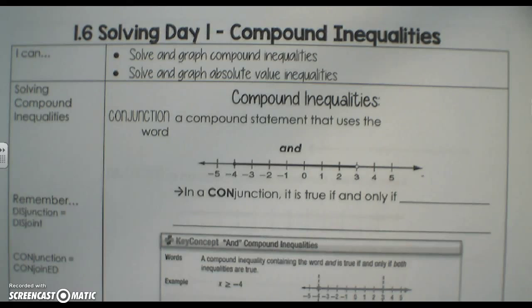All right, this is lesson 1-6, solving for day 1, compound inequalities. And then in our next video for day 2, we'll be solving absolute value inequalities. But today we're just going to look at some compound.